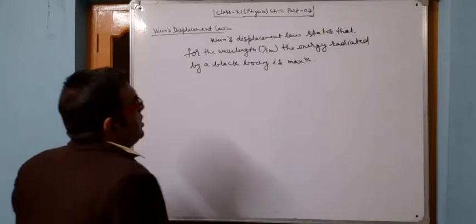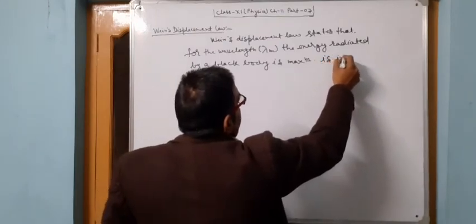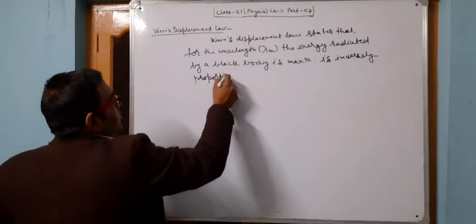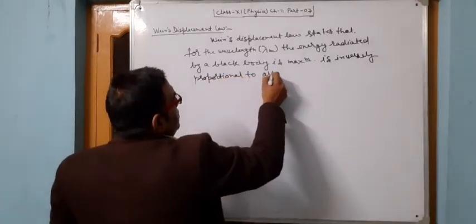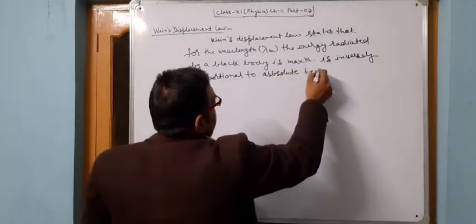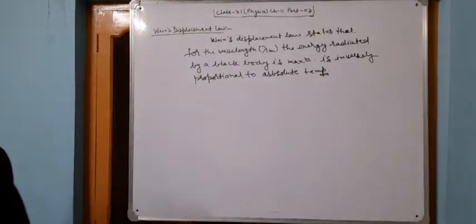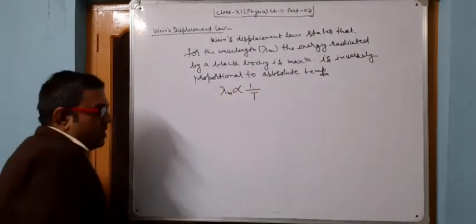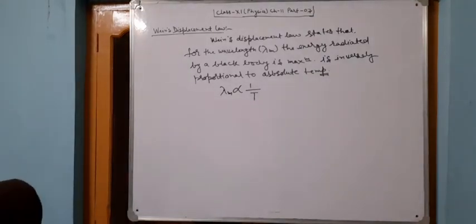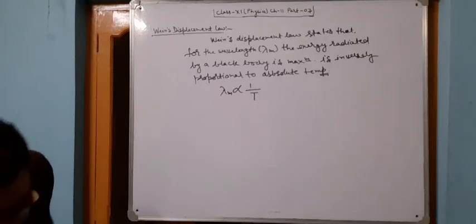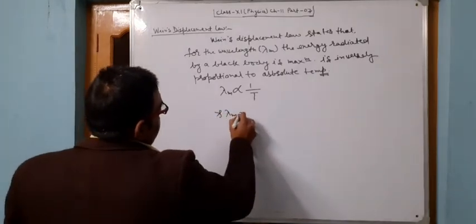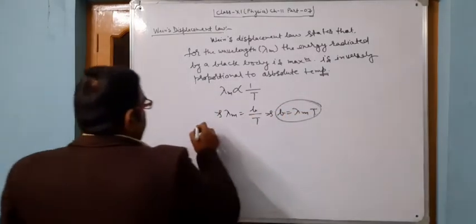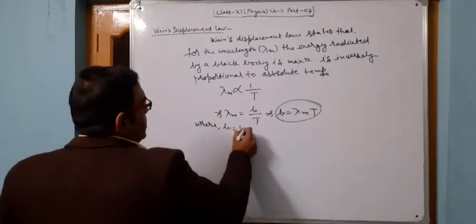The energy radiated by a black body is maximum, is inversely proportional to absolute temperature, and we can say that lambda m is inversely proportional to 1 upon T. And for the proportionality constant, there is a constant that is called B. So we can write it as B upon T, or B can be written as lambda m into T, where B is equal to Wien's constant.